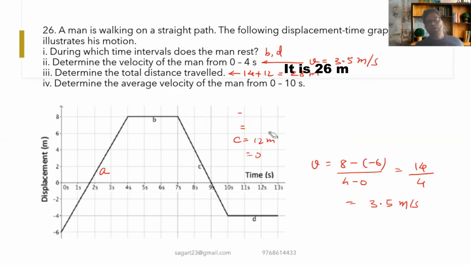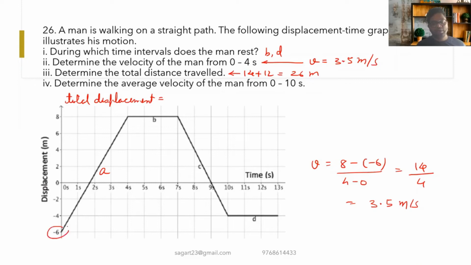But I want to ask you, can you tell me the displacement? Can anyone tell me what will be the displacement? 2 meters. Yeah, at 0 seconds, it was at minus 6, and here it is at minus 4. So therefore, it is minus 4 minus of minus 6, minus 4 plus 6, that is 2 meters.